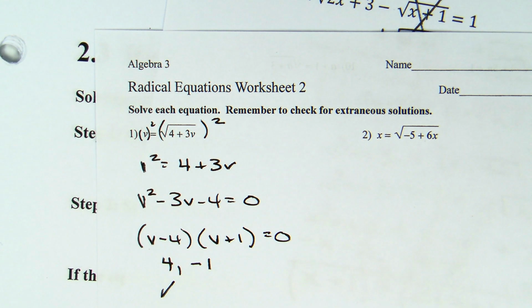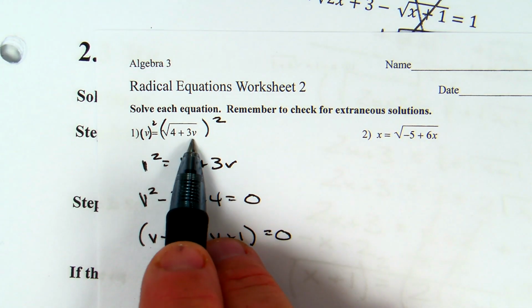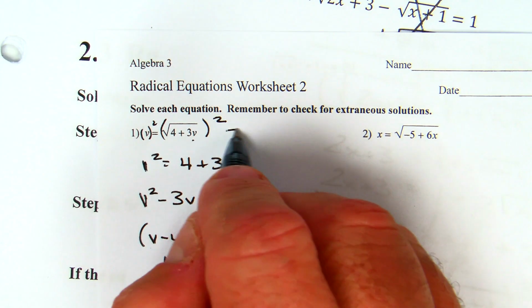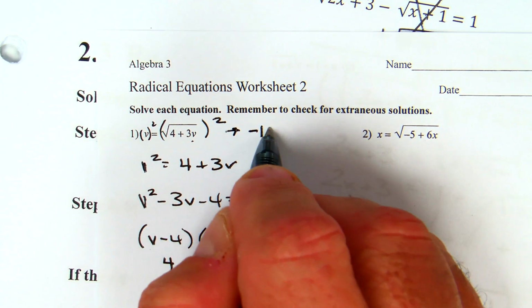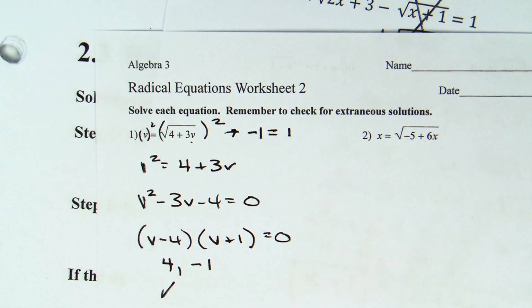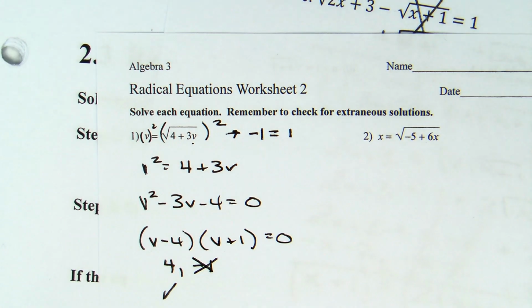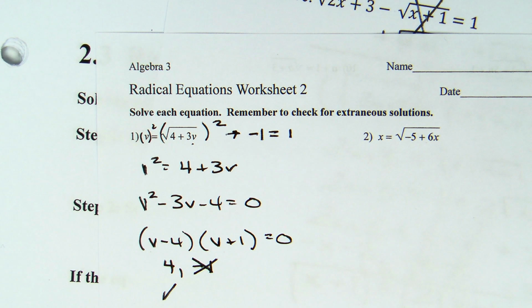When I plug in negative 1, 3 times negative 1 is negative 3. 4 minus 3 is 1. But when I plug it in on the left, I just get negative 1. Is negative 1 equal to 1? No. So therefore negative 1 is extraneous. That's all it is. If on a quiz you do that, show me that, and then just put an X through it, I'm going to assume you're telling me that's extraneous. Or you can write extraneous next to it, whatever you like. So that's how we do 1 through 4.